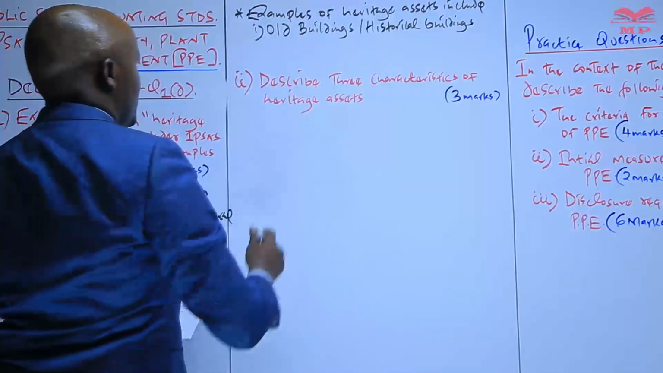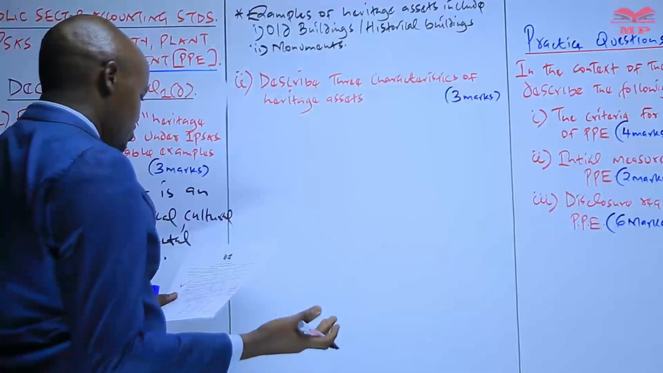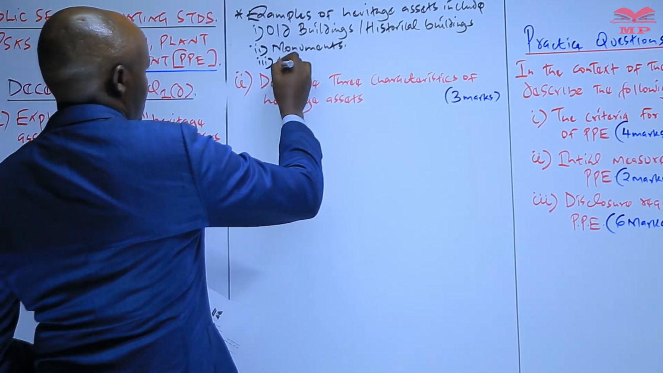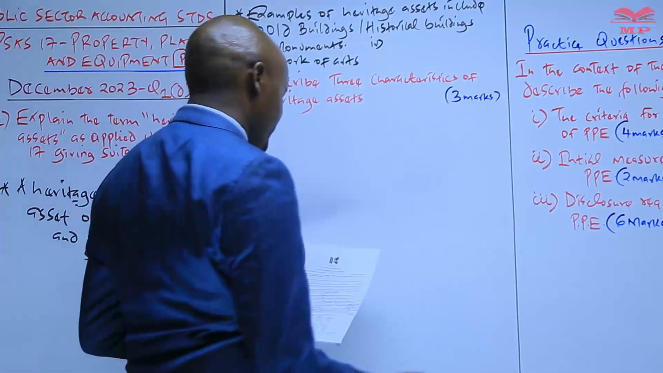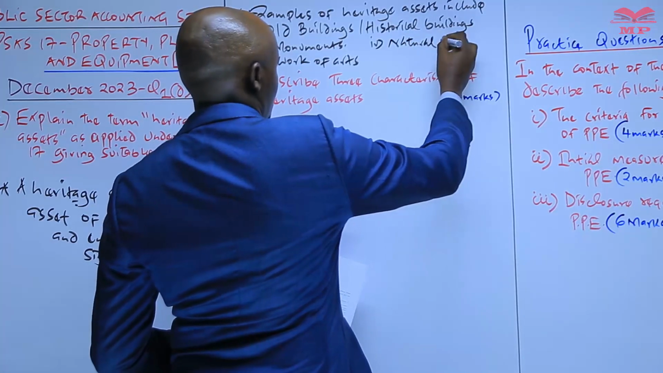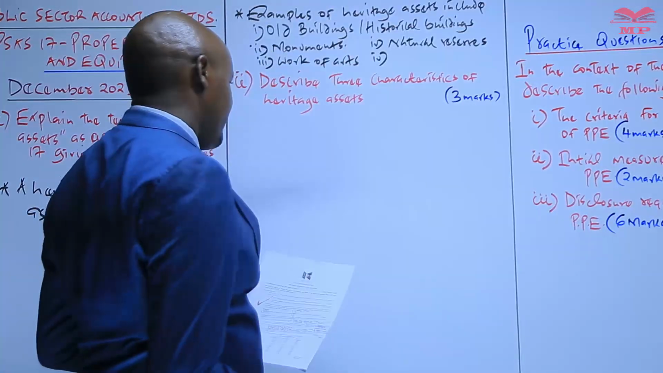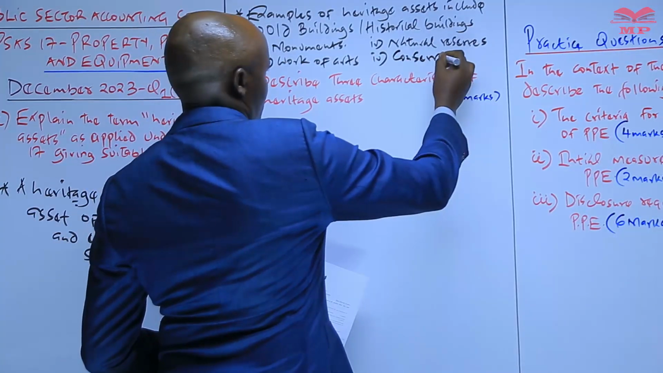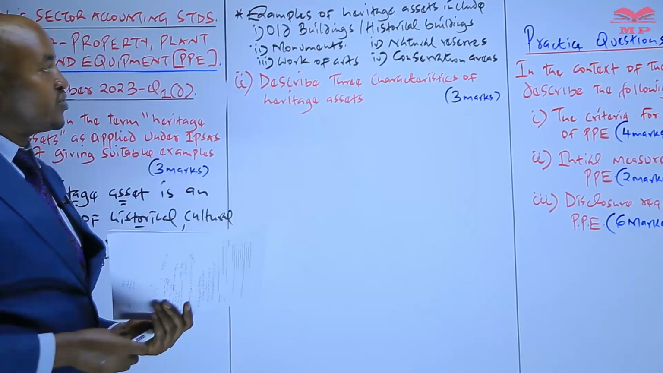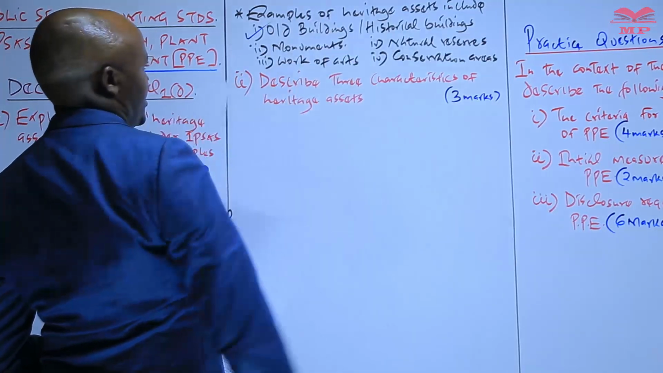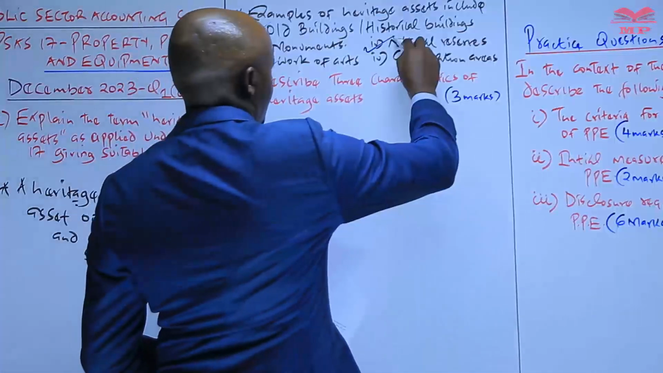We can also talk of what we refer to as monuments. We can also talk of maybe works of art, which were basically done in the past. We can also talk of what we refer to as the natural reserves. We can also talk of the conservation areas, and so on. So these are some of the good examples of heritage assets: the old or historical buildings, the monuments, the works of art, the natural reserves, and also the conservation areas.